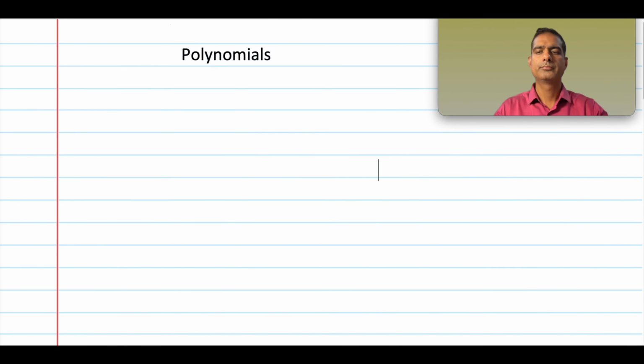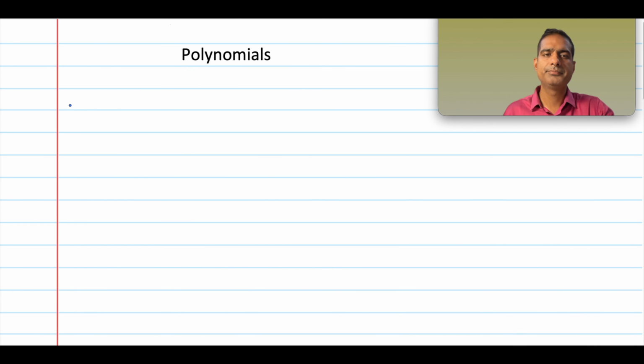So let's start chapter 2, Polynomials of the NCERT book. So students, in class 9, we already have studied about the polynomial in one variable and their degrees. If p of x is a polynomial in x, then the highest power of x occurring in that polynomial is called the degree of the polynomial. On the basis of the degree of the polynomial, we classify the polynomials in various categories.